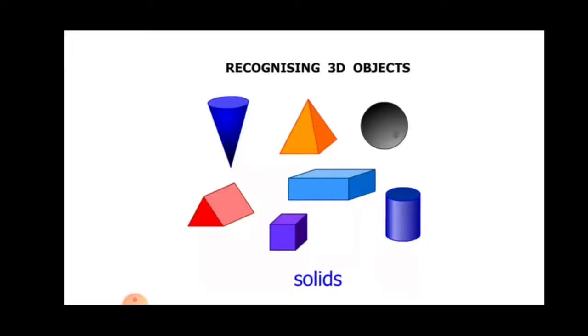Now how can we recognize 3D objects? These are the solid shapes. You can see this is the cone, pyramid, cuboid, cylinder, sphere. These shapes have curved surfaces and flat surfaces as well.